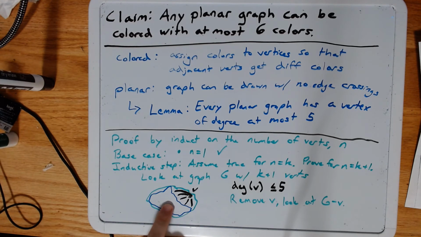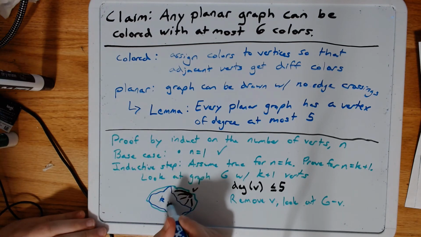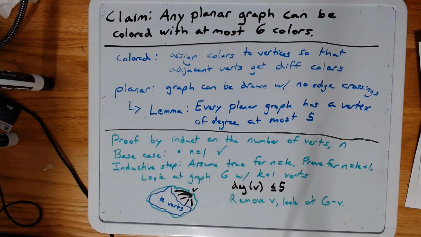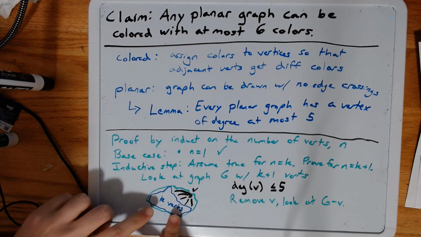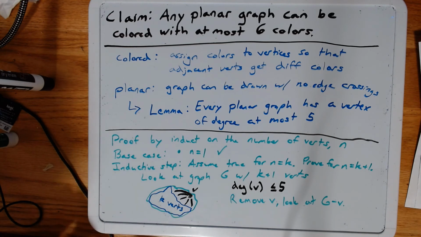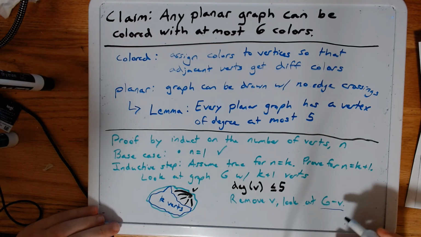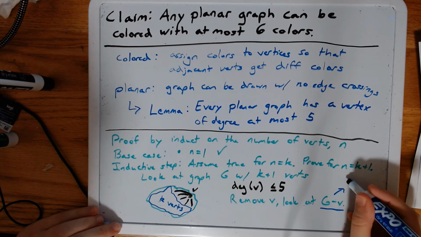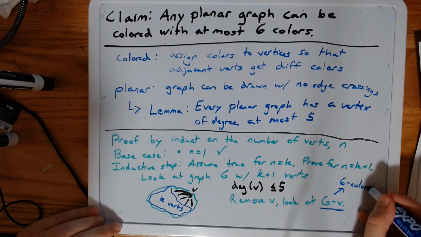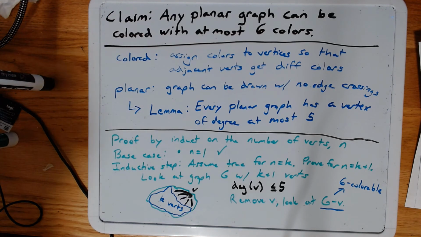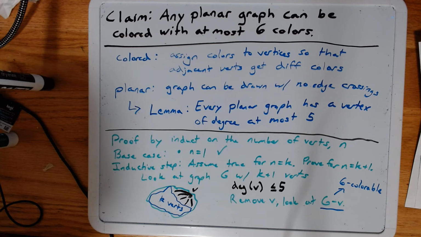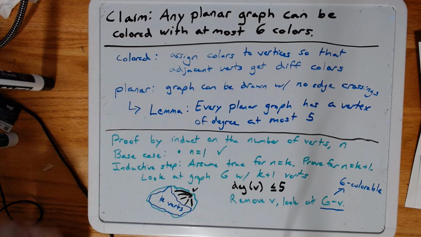This graph has only k vertices, right? So that means that by assumption, we can color it with at most 6 colors, right? G minus V is 6 colorable. Yes, that's a word, at least for mathematicians. Okay, so that's cool. So now what do we want to do?